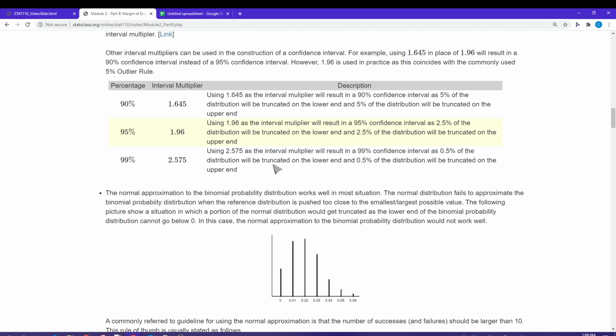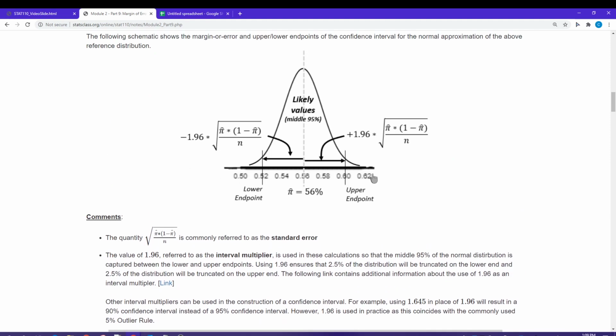That's going to yield a truncation of 2.5% on the upper and lower end of the reference distribution. When truncating the upper and lower 2.5%, the interval multiplier that you're going to want to use is 1.96. So these formulas here are what we use to obtain the upper and lower confidence intervals and also the margin of error quantity.